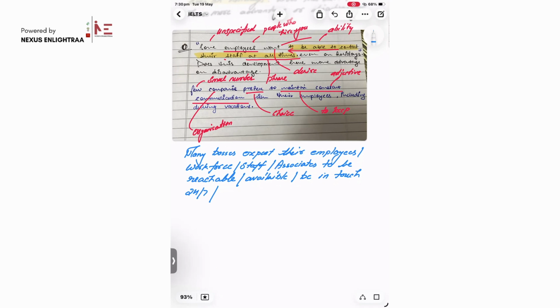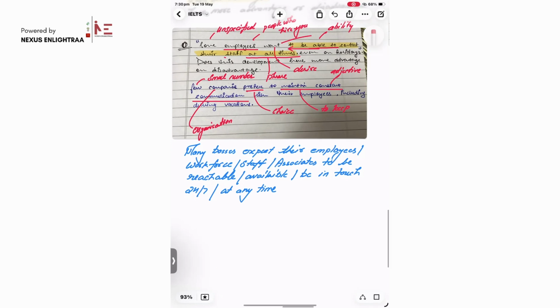Or we can say, what else can I say? 24 by 7. At any time, right? And then even on holidays, you say even on non-working day, right?